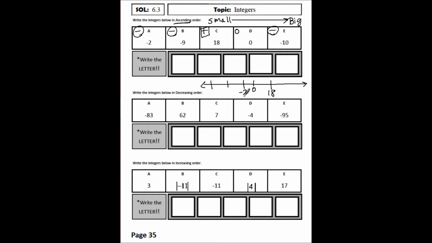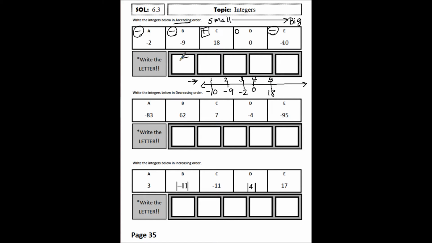And if I count out, I go negative 1, negative 2, negative 3, negative 4, negative 5, negative 6, negative 7, negative 8, negative 9, negative 10. So you're counting out from 0 in the negative direction. And if it's ascending, I'm going to start from the left and go to the right. So I can order my integers and then start writing them in order.